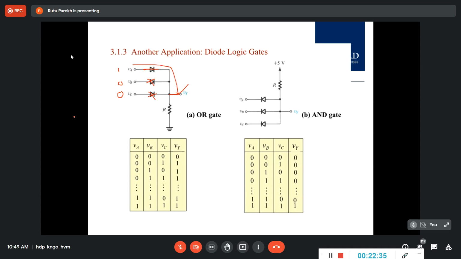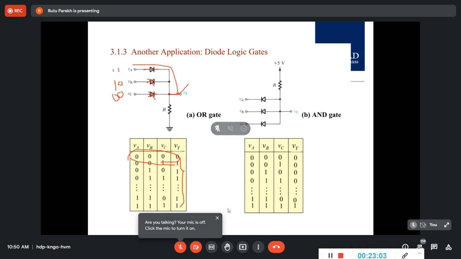Similarly for 0, 1, 0 or 0, 0, 1, or two inputs 1 and one 0, your output is still going to be high. That's what we are following in this table, except for the all-0 case. Other rows are obeyed. You agree or not? Yes, ma'am. Correct.